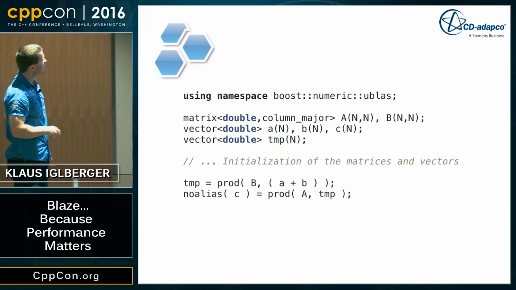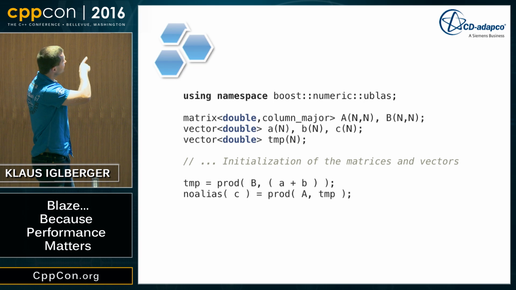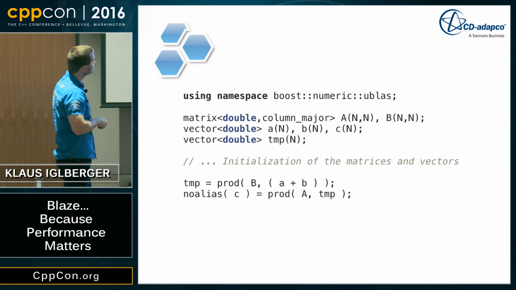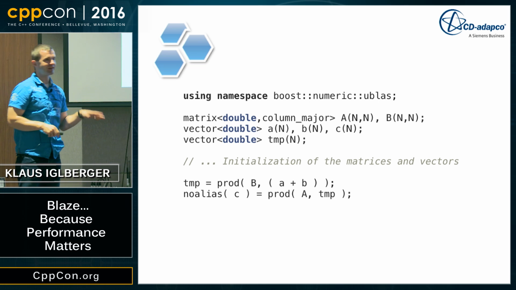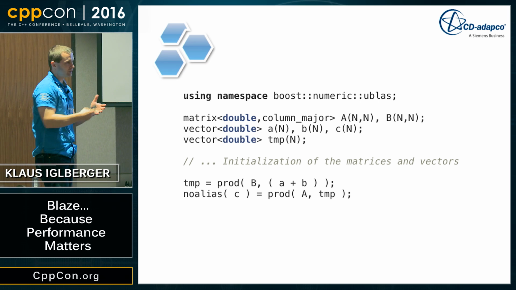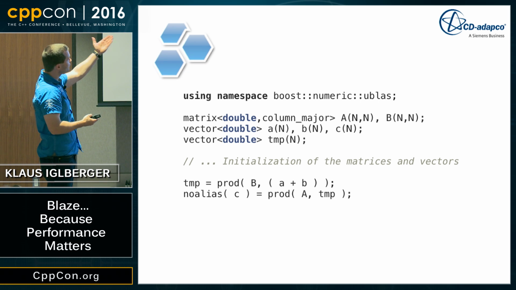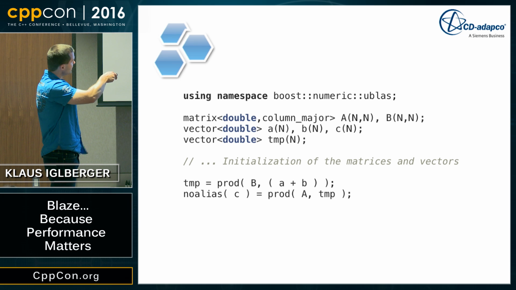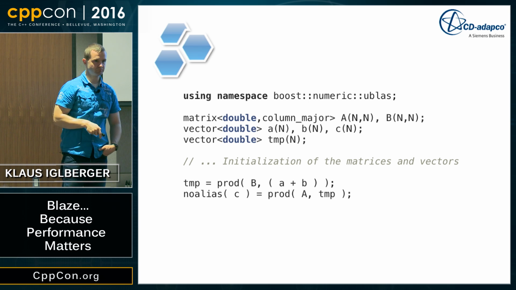Other libraries approach this problem a little differently. So for instance, Boost uBLAS does not allow you to multiply a matrix product with anything else. So what you have to do, simply because else it doesn't compile, is create a manual temporary. The first thing you do is compute b times a plus b, and the temporary result is then multiplied with a.